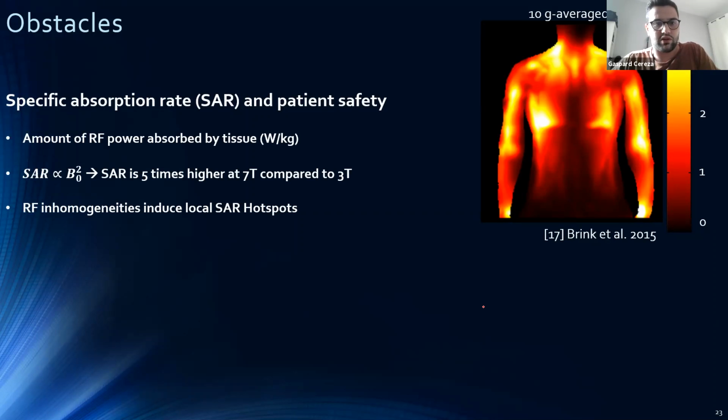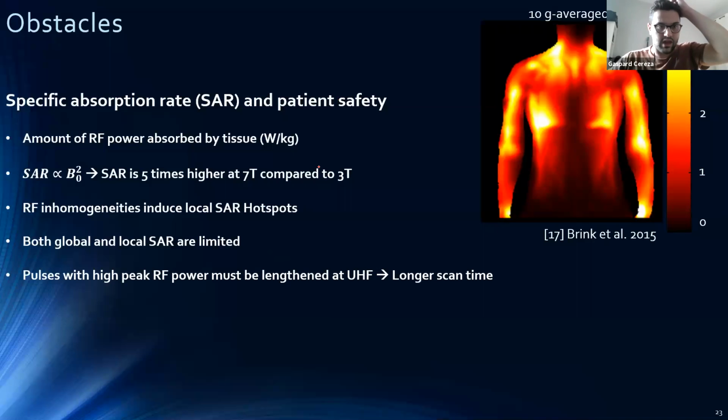So we also have to look for local SAR hotspots. As we can see here, the SAR is not the same across the whole body. We can have hotspots, especially when we have RF interferences that can be additive. And when we are designing our pulses, both global and local SAR has to be taken into account. So that can become a problem because we don't have the possibility to access some values in local regions. And we can see here that some regions will be very highly heated.